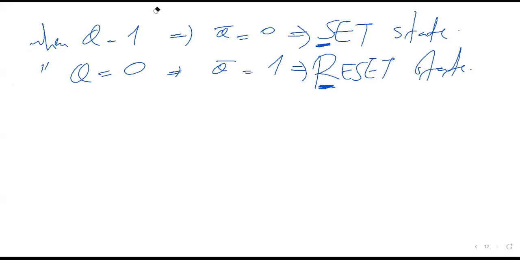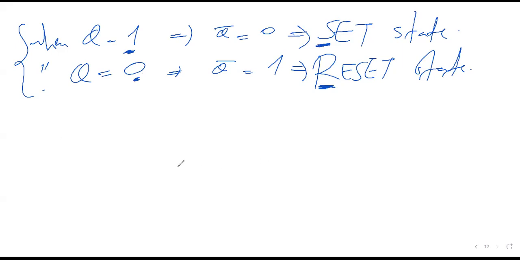We have the set and the reset states, two states. Set: Q is equal to 1. When the output becomes 1, we have a set. When the output becomes 0, we have a reset.